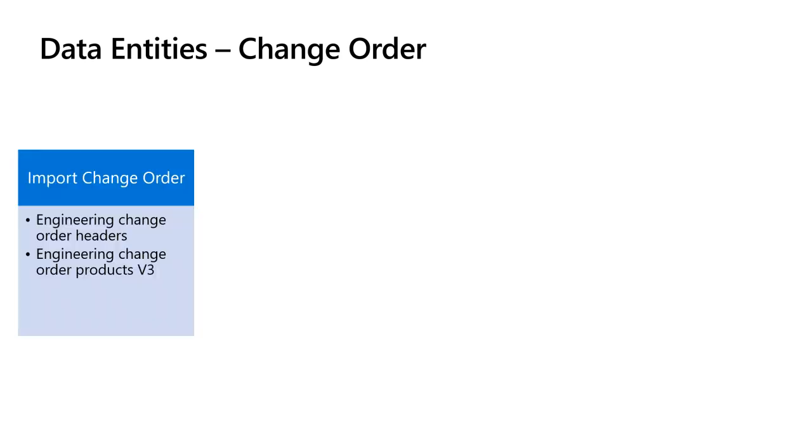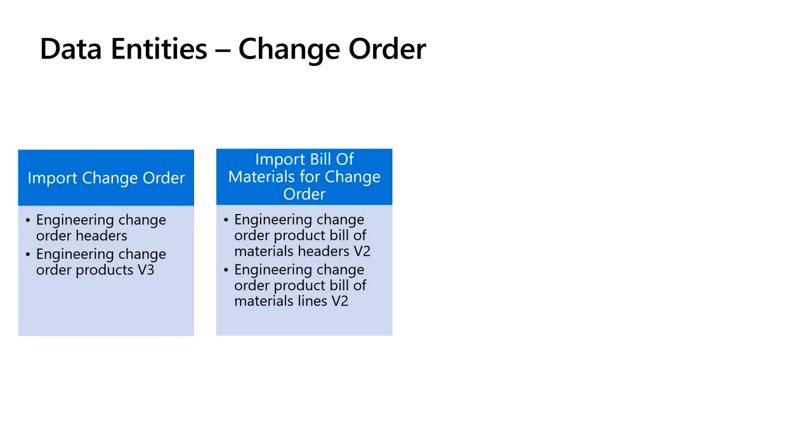To import a change order, there are two entities: engineering change order header and engineering change order products v3. The engineering change order products v3 entity will be able to identify the product impact, whether it is a new product from an existing product, a new variant, or a new version. Once you have the change order header and change order product details imported, you can also import the bill of materials for the impacted product using the engineering change order product bill of materials headers v2 and engineering change order product bill of materials lines v2 entities.